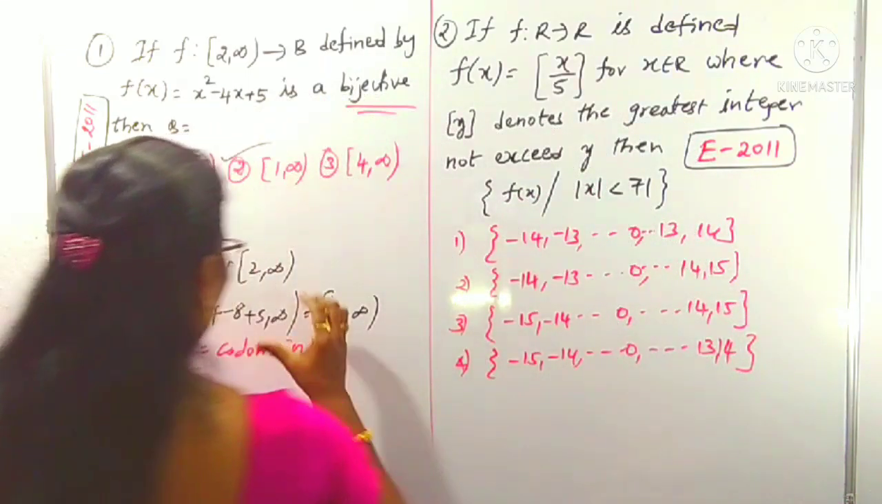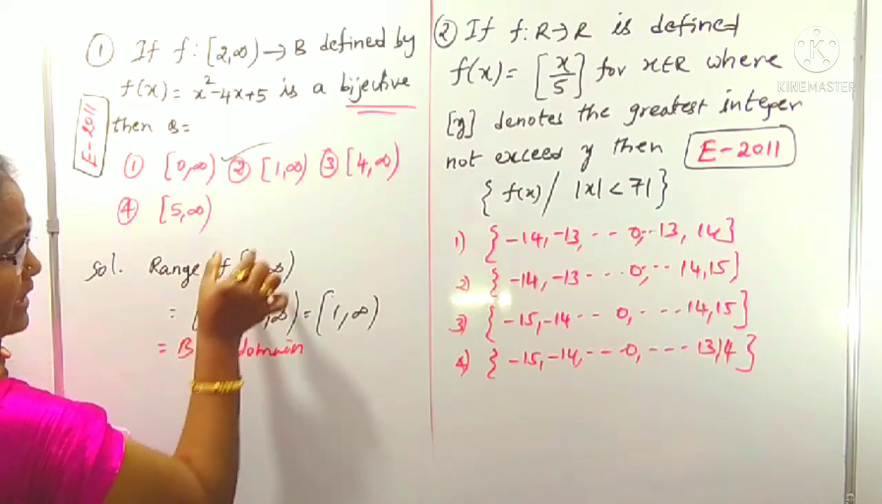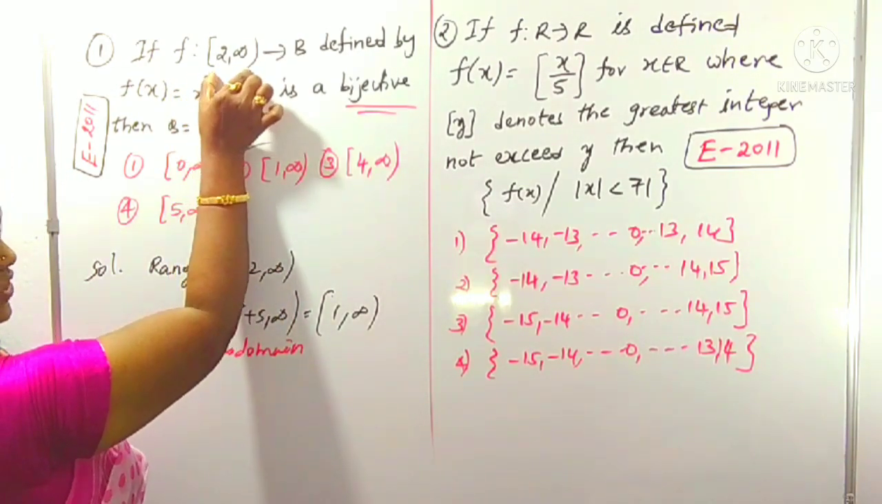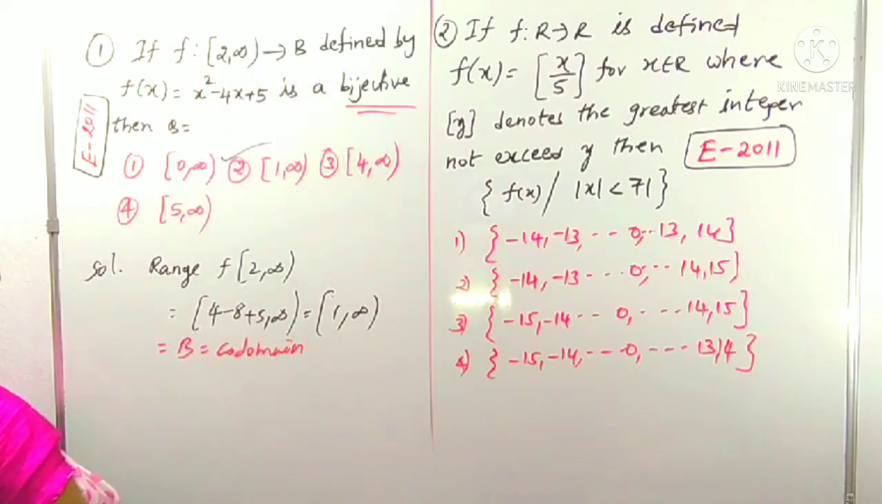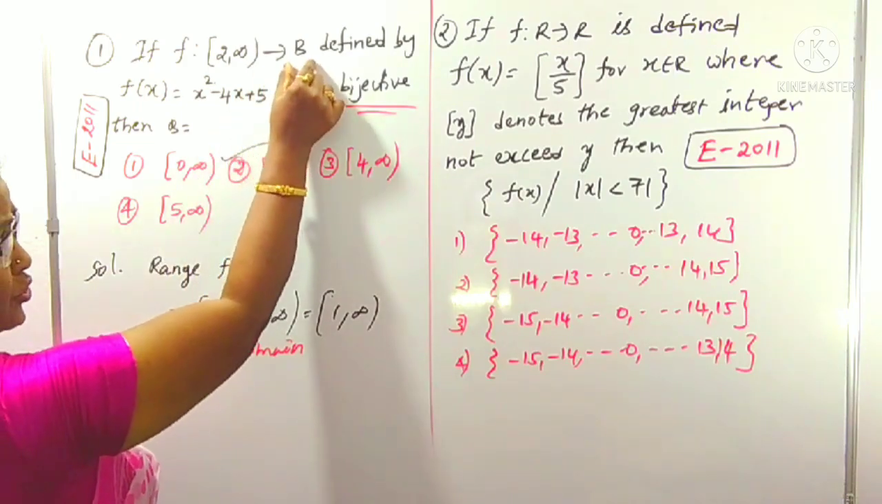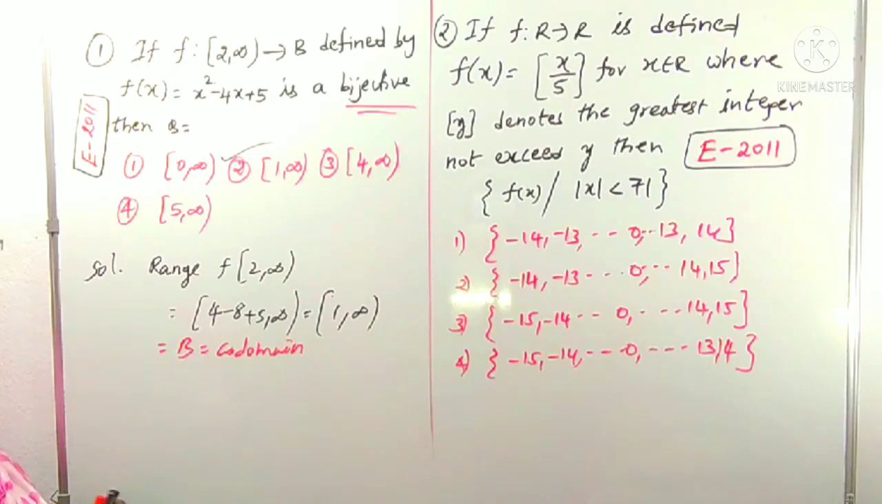So range means the resultant values of the function when taking the x values. Domain means the set of values of x. By taking the domain values you can find the range values. Range is equal to codomain here, in the case of bijective, or surjective.